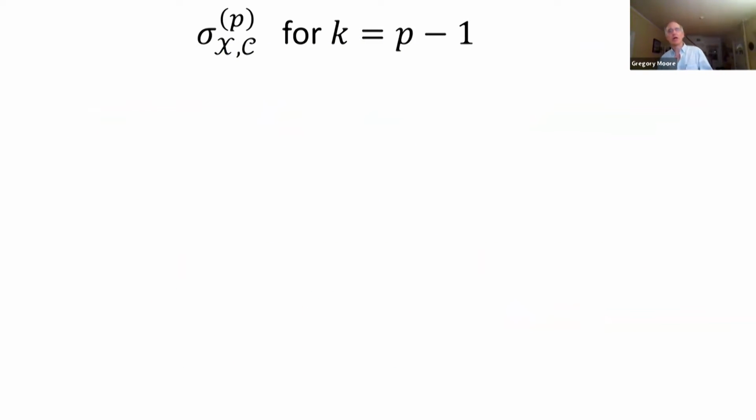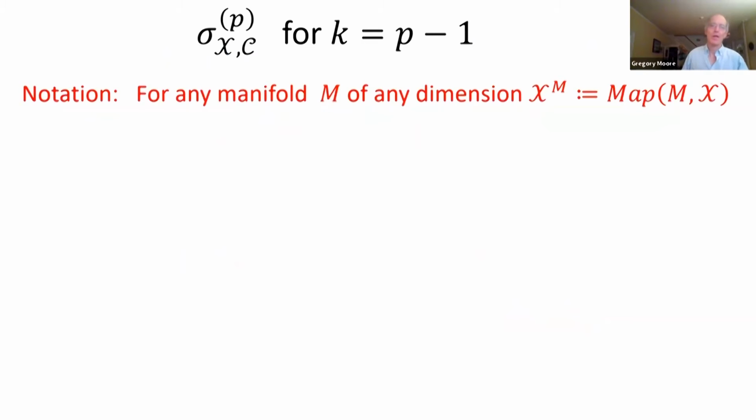It's actually good to start with codimension 1. To describe that, I need a notation for any manifold M of any dimension. I'll let X^M denote the set of continuous maps from M to X. And with the compact-open topology, that is itself a topological space.